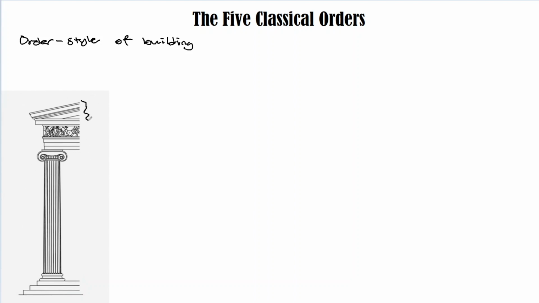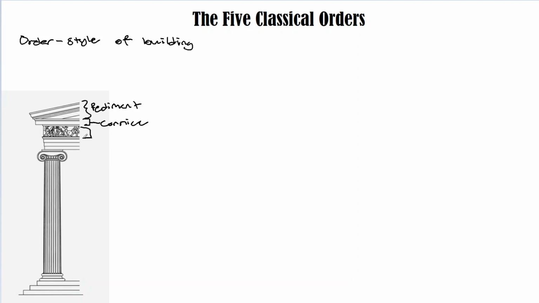Okay, this portion of the temple is known as the pediment. It's usually seen as a triangle. And although it's not actually part of the order, it's still important to know since they're seen in a lot of temples. Alright, the next portion is called the cornice.